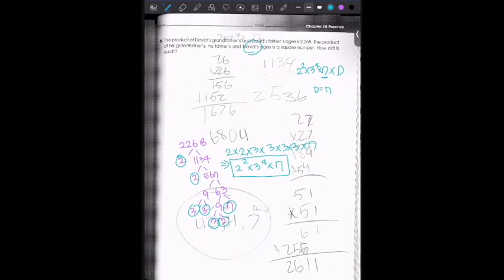And then if we assume that David's age is 7, then David's father's age is going to be 2 times 2 times 3 times 3, which is 4 times 9, so it's 36, and the grandfather's age is going to be 3 times 3 times 7, which is 9 times 7, so he's going to be 63 years old. And so David is 7 years old, the father is 36 years old, and the grandfather would be 63 years old.